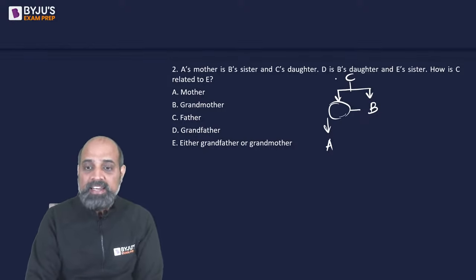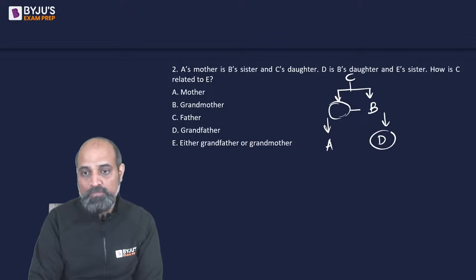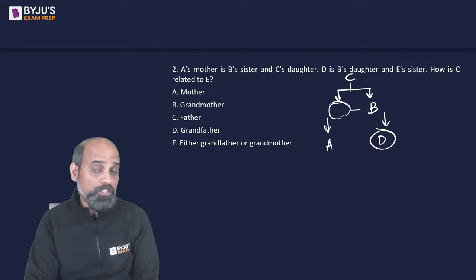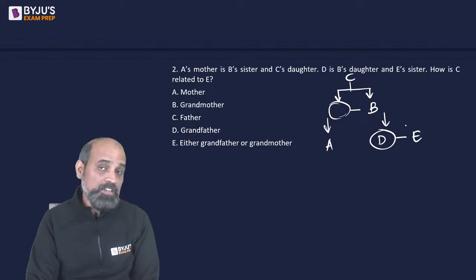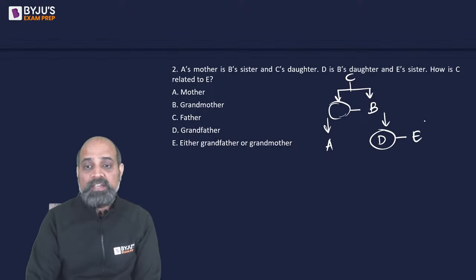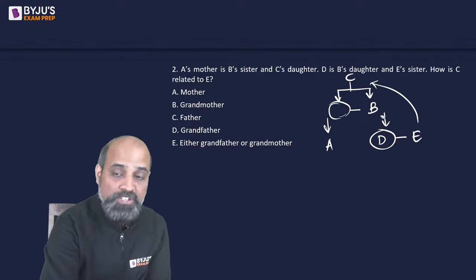Right. Next, it is given that D is B's daughter. So B is going to have a daughter who is D. We know the gender of D, but we don't know the gender of B. So D is B's daughter and E's sister. So E has a sister. We don't know the gender of E, right? Now the question is, how is C related to E? As in, E is going to call C by which relationship?